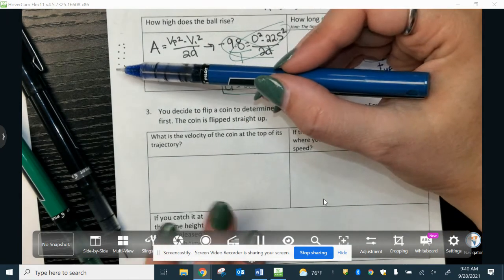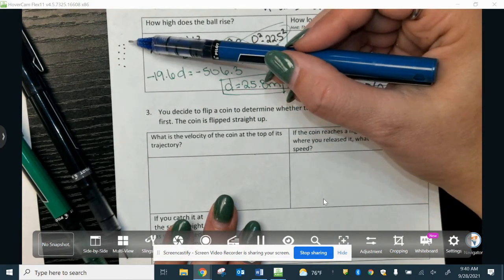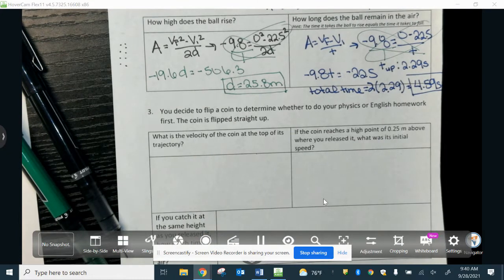Because, yep, this side is 2.29. This side is going to be 2.29. So just multiply it by 2. So it's going to be 4.59 seconds.